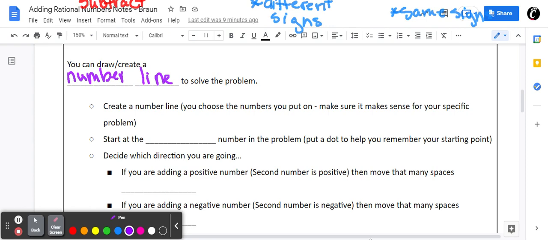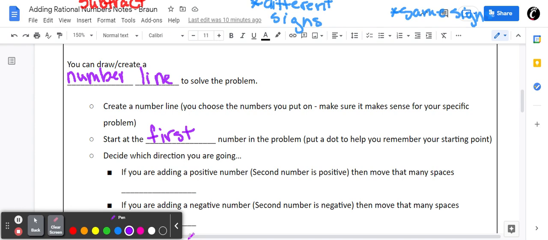We choose the numbers that we put on it, so we need to make sure that it makes sense for our specific problem. We need to make sure we have numbers that go from small enough to big enough to incorporate our problem. And we're going to start at the first number in the problem. We're going to put a dot to help you remember your starting point. Then we're going to decide which direction you are going.